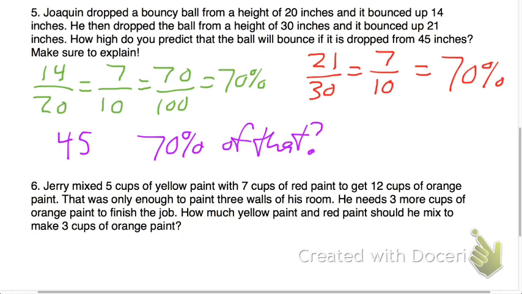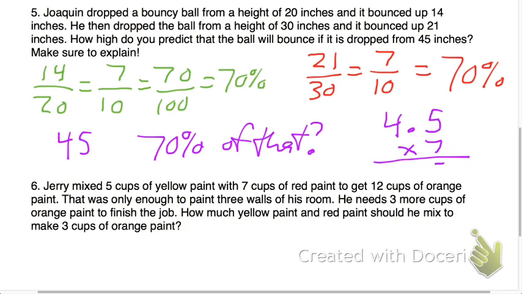For this one, I think it's probably going to be easiest to figure out what 10% is. 10% is just 4.5. It's dividing by 10, which means you just move the decimal back. And then 70% is going to be 7 of those. So I'll just do 4.5 times 7.